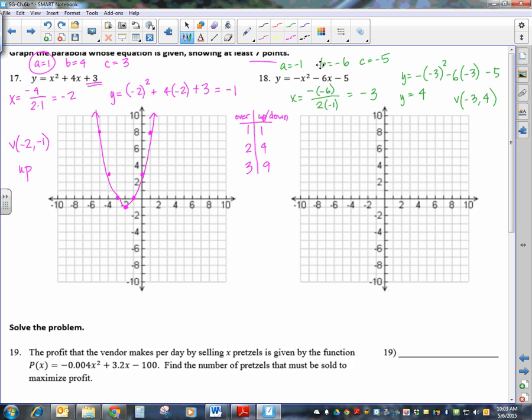And then the next thing you're going to do is go back and look, are you going up or down? And this tells me that I'm going to be going down. But the numbers don't change because it's still 1. So -3, 4 is right here. And I'm going to go down this time because a is negative. So I'm going to go over 1, down 1 in both directions. Over 2, down 4, and then over 3, down 9, which probably puts me right here.